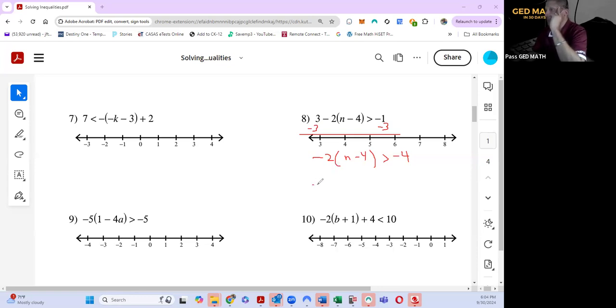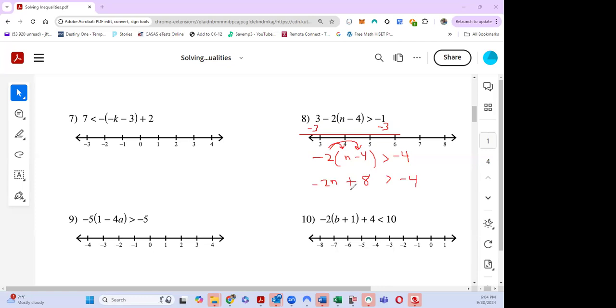So we have -2n plus 8 is greater than -4. We multiply the -2 times n, and the -2 times the -4. Two negatives give you a positive. So you're doing -2 times n, which is a 1, right? No, -2n. Why did you say 1? Because isn't there like an invisible 1 in front of the n? Right. So -2 times 1 is -2. That's where we got the -2n.